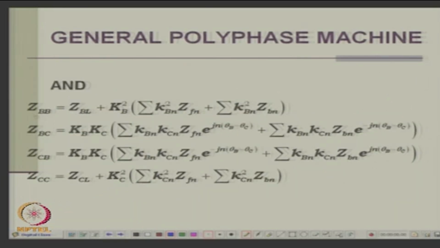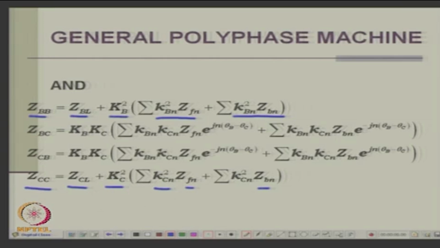Now, what is ZBB? ZBB is the voltage induced in the B winding due to B winding currents. So, that will definitely be its own leakage impedance plus KB square times ZFN plus ZBN, because KB is the turns ratio of B with reference to A, our reference winding. Similarly, ZCC will have ZCL plus KC square times ZFN plus ZBN. So, the B and C windings will have voltage induced by their own currents, which will differ from what was happening in the A winding by a turns ratio.